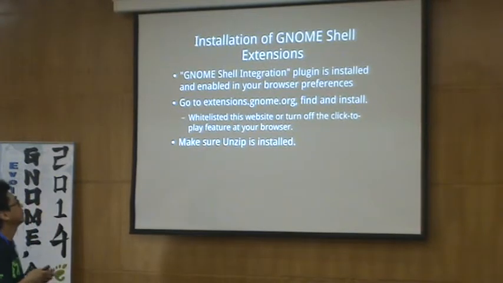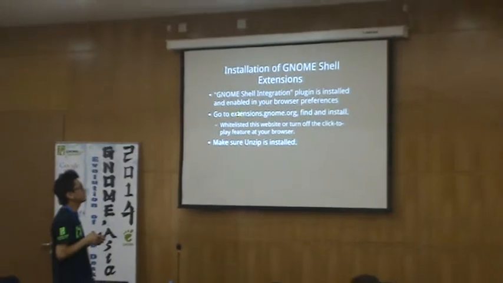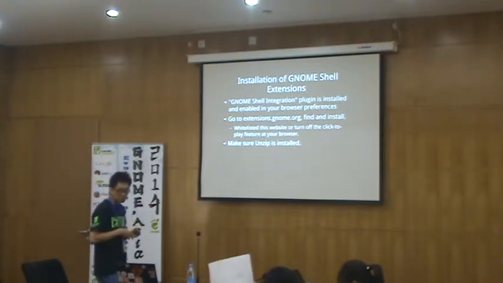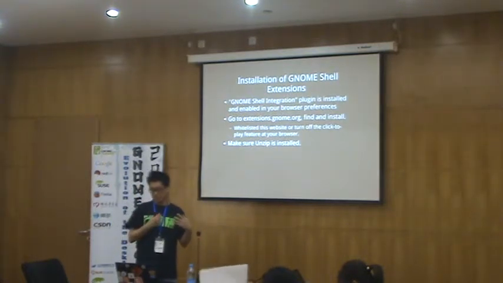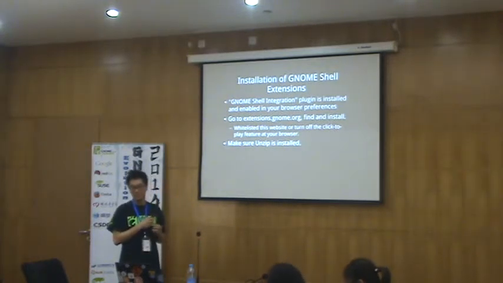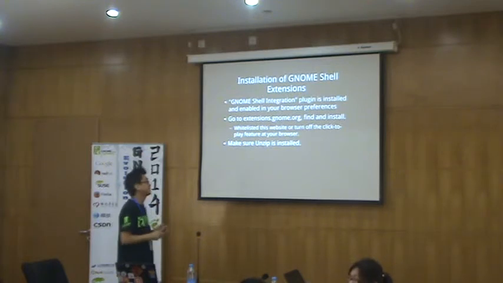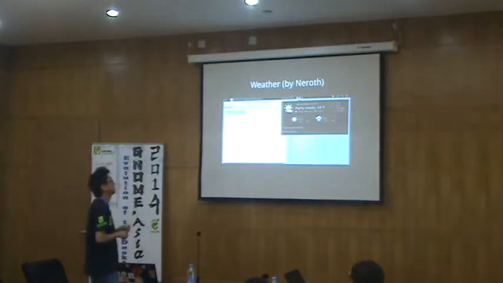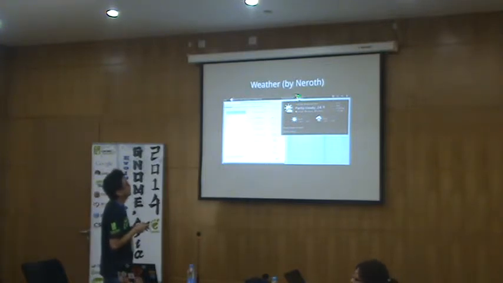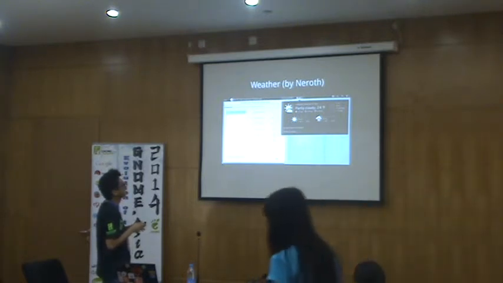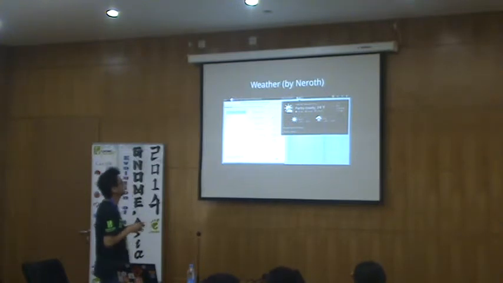So installation is very simple, and you only need the GNOME Shell integration plugin for your browser. It's installed and available in your browser extensions. And go to extensions.gnome.org, find any GNOME Shell extension you are interested in and install it. And you should whitelist this website and turn off the click-to-play feature in your browser, and make sure unzip is installed, because those shell extensions are zipped files. So this is the UI of the widget. You can find the temperature on the top bar, and then when you click it, you will see some details as well. And it has extension preferences, where you can change some options, such as the temperature unit and the wind speed unit, something like that.